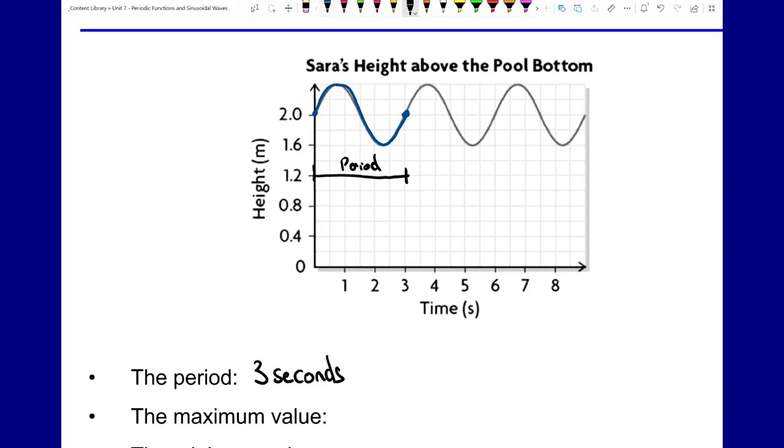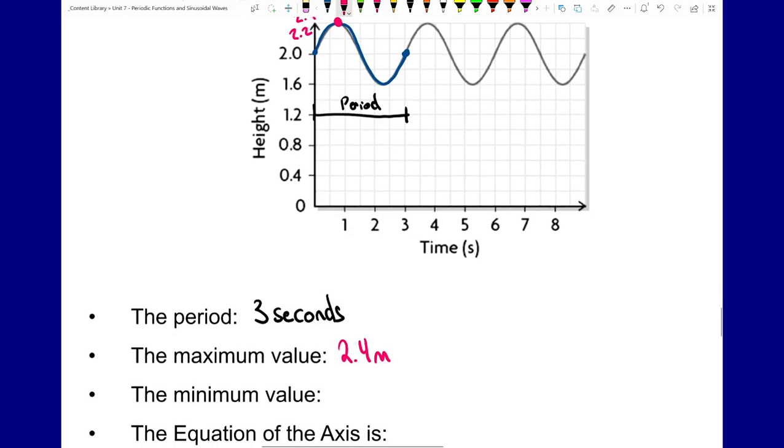The maximum value, so looking at the highest value, which would occur up here. So our highest value looks to be, if each one is 0.2, so this looks to be 2.2, 2.4. So that means our maximum value is 2.4 meters. Our minimum value on the other end is 1.6 meters.